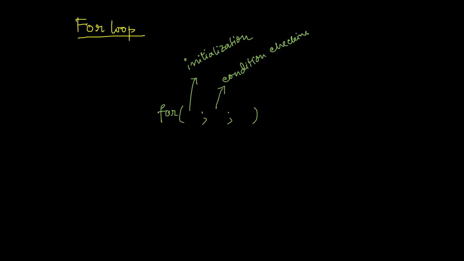Let's write here for. There are three parts separated by semicolons. This part is called initialization. This part is called condition checking, and this part is called change of loop variable.